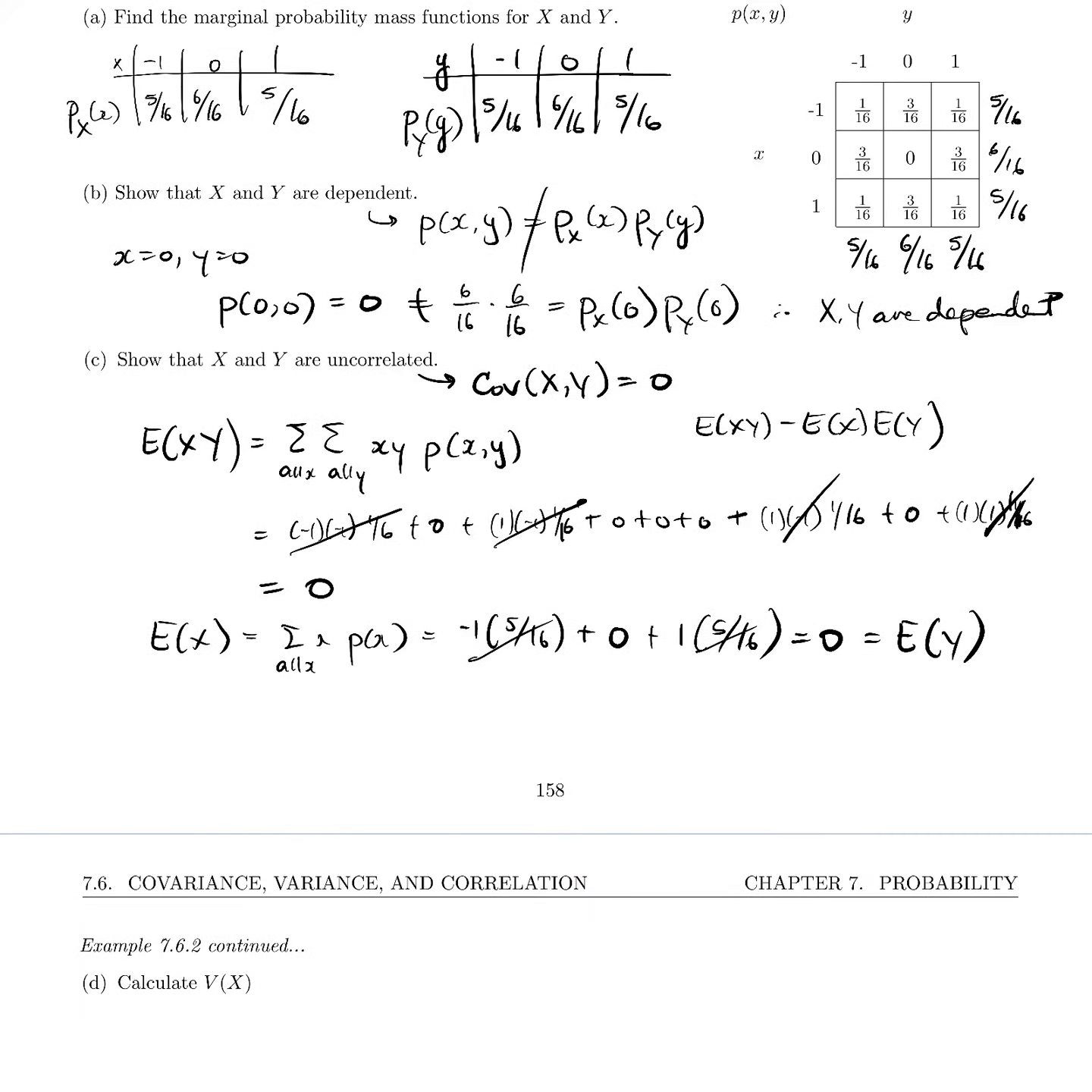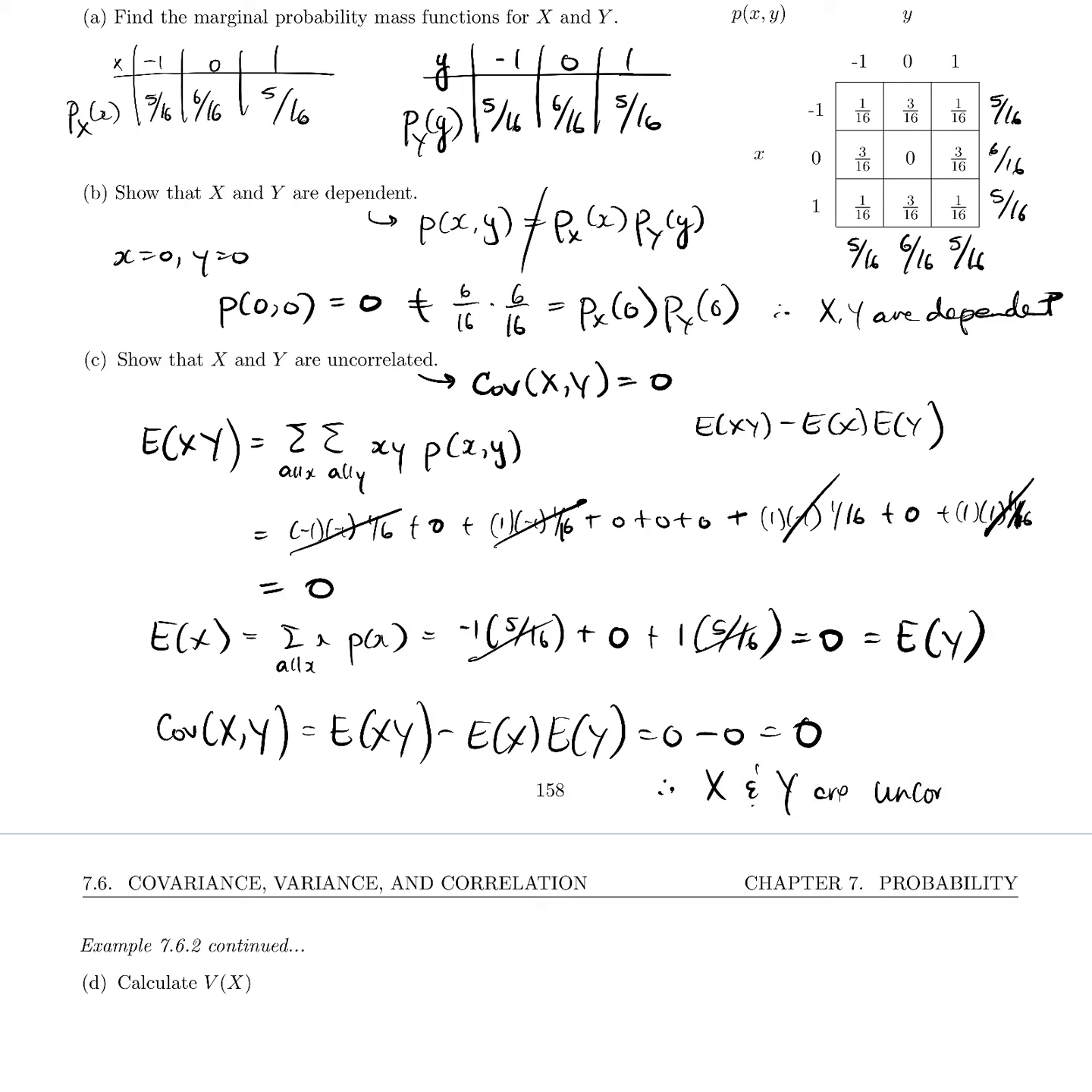So E of x is equal to E of y is equal to 0, and therefore the covariance of x and y, which is E of x times y minus E of x times E of y, is 0 minus 0, and therefore is 0. Therefore, that's exactly what we needed to say that x and y are uncorrelated.